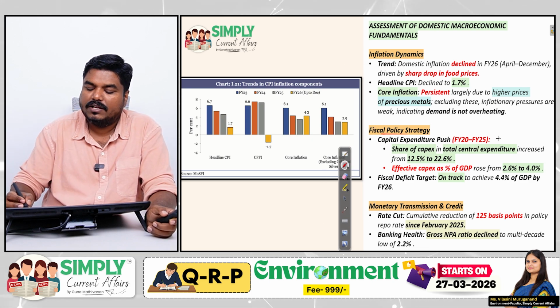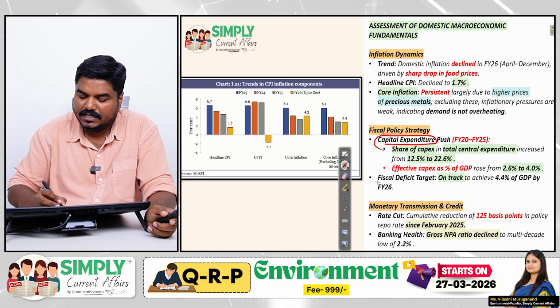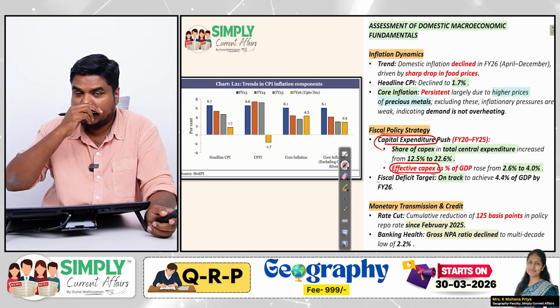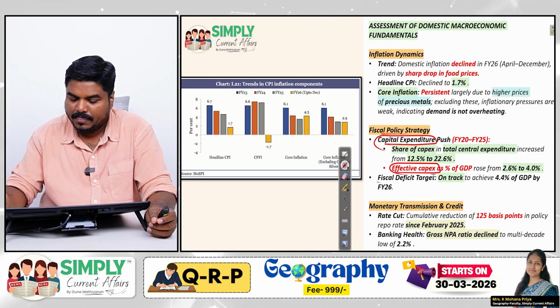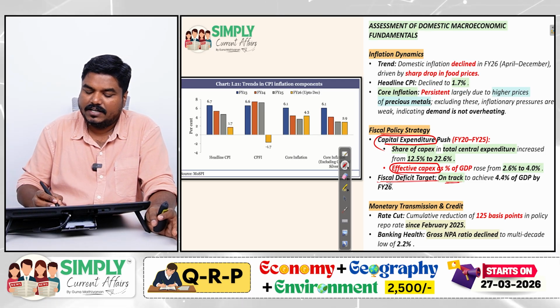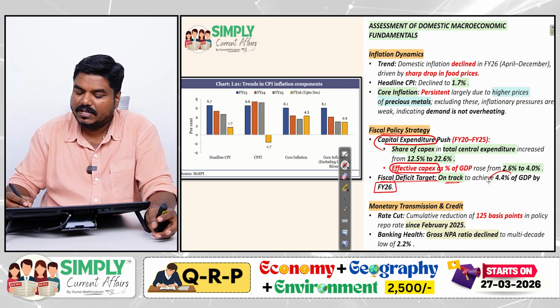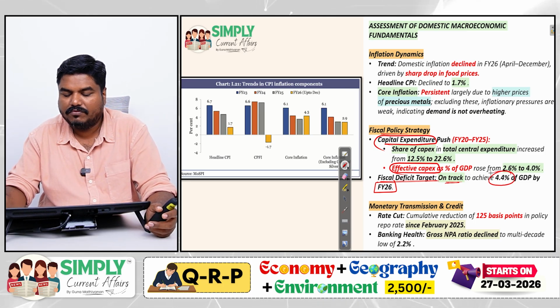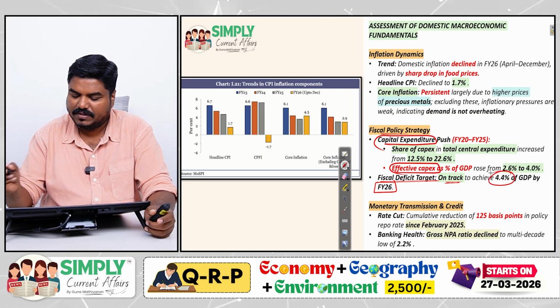With respect to fiscal policy, our capital expenditure and effective capital expenditure both have increased significantly. Okay, the fiscal deficit target is on track. The target is that by financial year 26, we have to achieve 4.4% of GDP, which we are achieving. So that is on track.